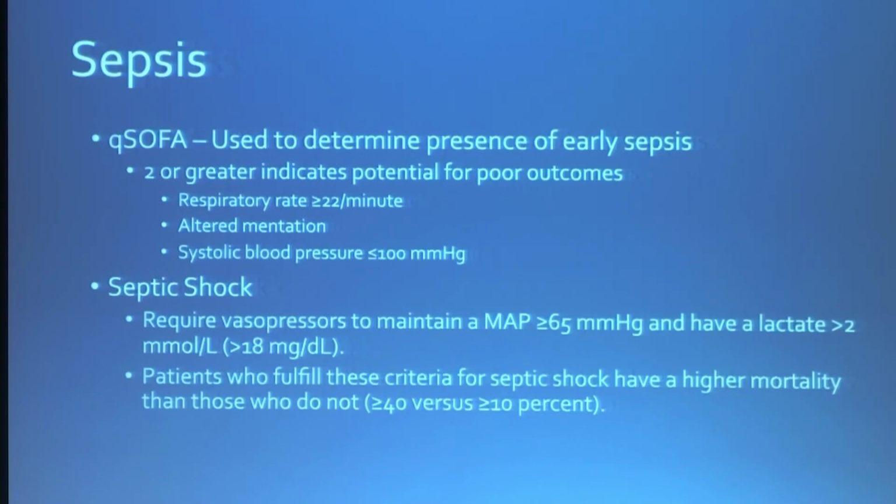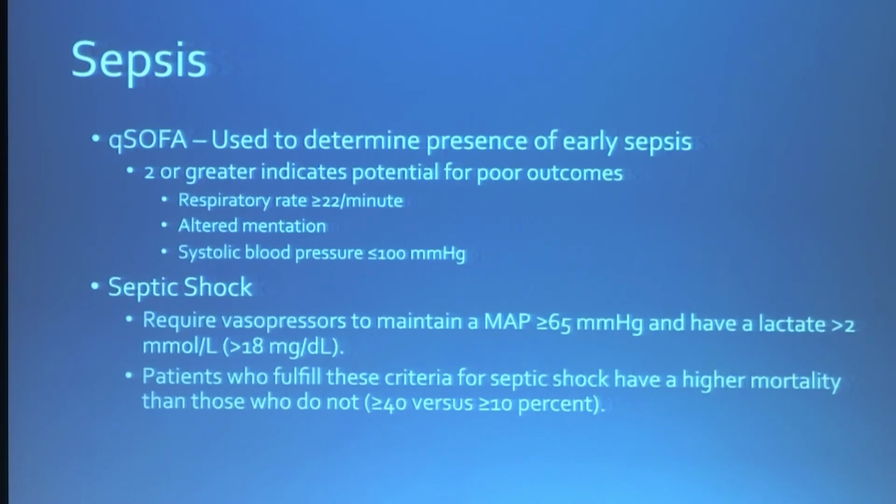What we do with the quick SOFA, which doesn't indicate their sepsis, but indicates a potential for a poor outcome, which might be due to sepsis, is a respiratory rate greater than 22 a minute, altered mentation, and a systolic blood pressure less than 100. If you think there's an infection there, they've got a cough, you think that maybe they've got pneumonia. If they have 2 or more of these, the QSOFA says these people are really at risk, and those are the ones I'd like to see come in as a sepsis alert.